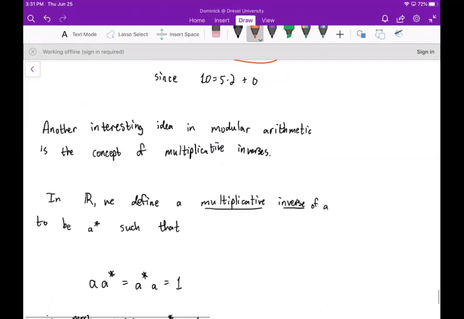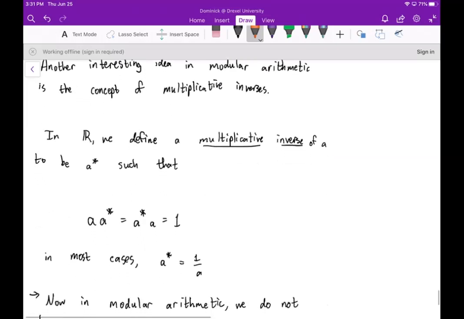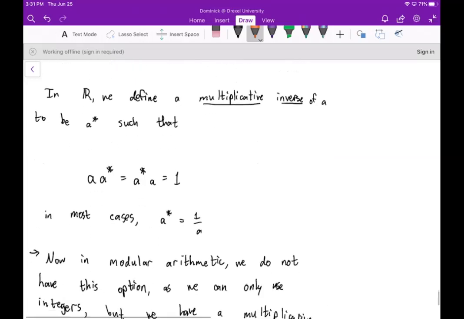Now, the last thing that we'll discuss in regards to modular arithmetic is the idea of a multiplicative inverse, right? Now, for the real number system, we define a multiplicative inverse to be some number a star, such that if I multiply a by a star in either order, we get 1 to come back, right? And of course, 1 we consider to be the multiplicative identity.